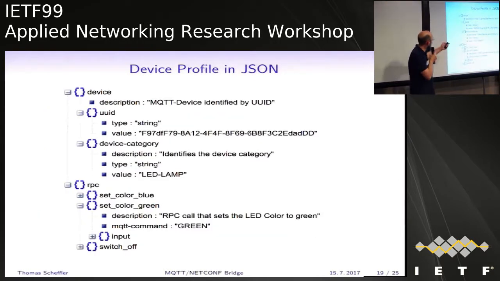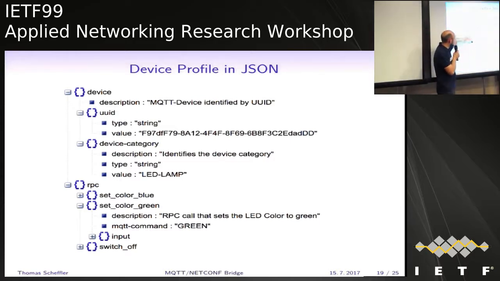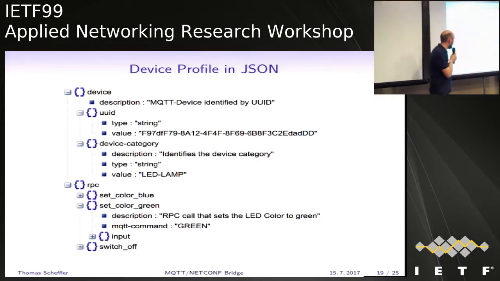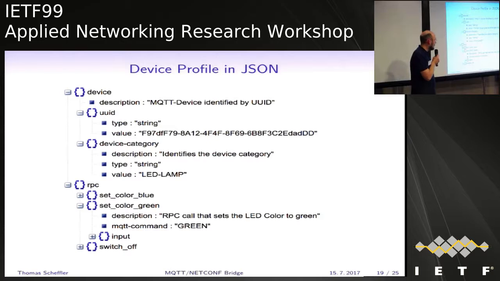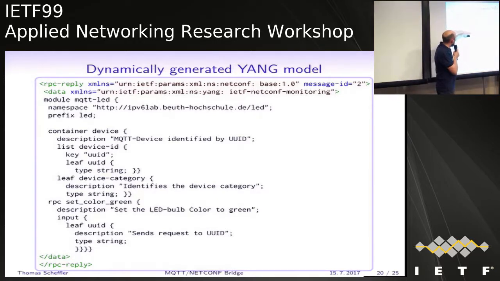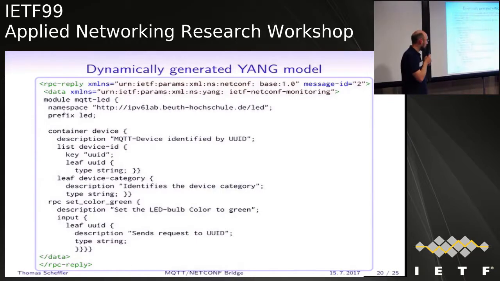Here you see an example. We have a device which has a description and some sort of categorization. At the moment it's not very machine readable, but maybe this can be improved. Then we define a set of RPCs which can be called and queried from our netconf client, which then provides the functionality. Here's the corresponding Yang model, which has been generated from this information, and which looks very similar. Here you see the device, the device description, some identifying data, and the corresponding RPC model, which allows us to control the device.